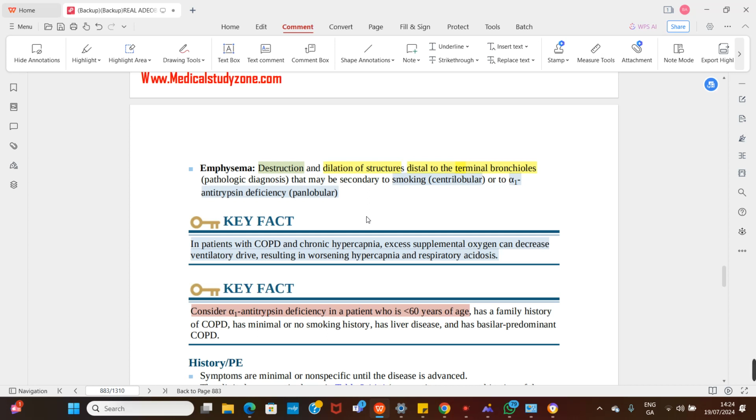So you have to be very careful with giving extra oxygen, because if you give somebody too much oxygen, it's going to suppress the ventilatory drive, which can worsen their hypercapnia. So you don't want to worsen the hypercapnia by giving too much oxygen. You have to be careful with the way you give oxygen to people with COPD.